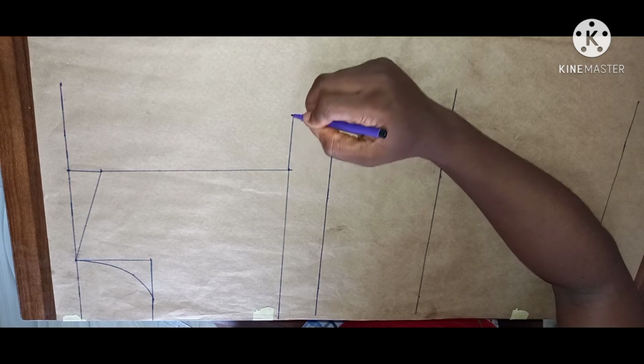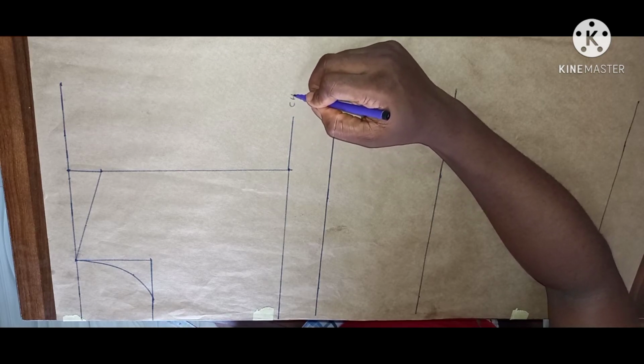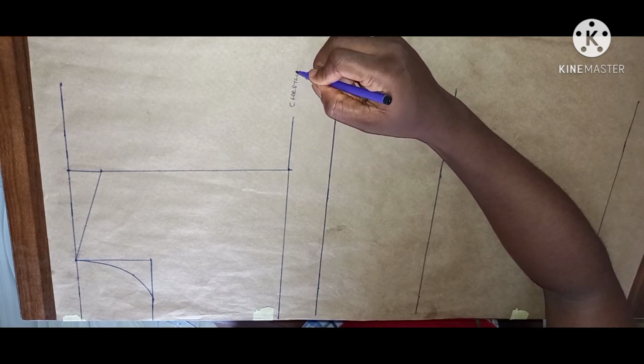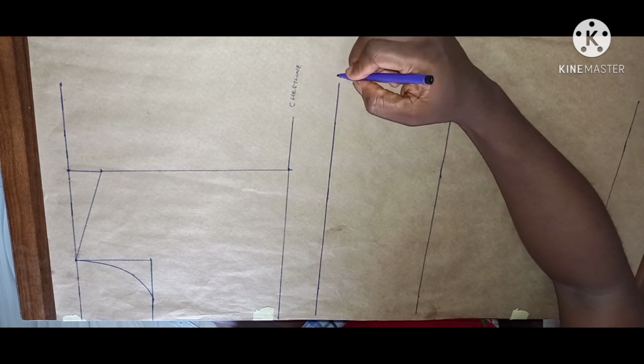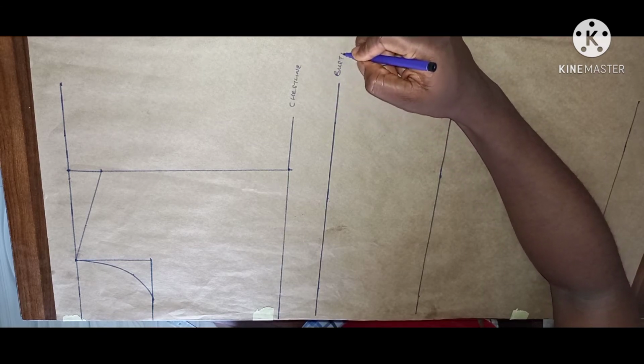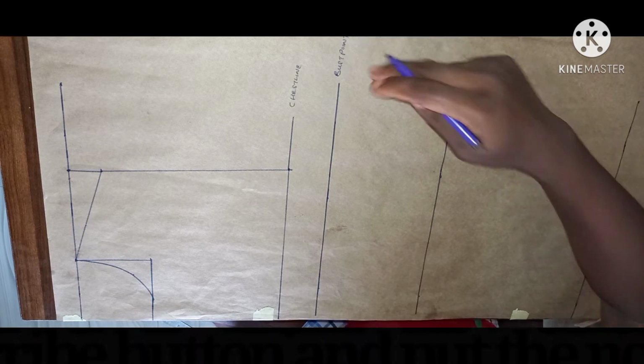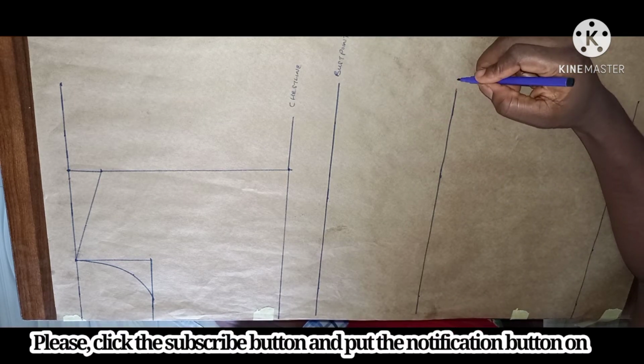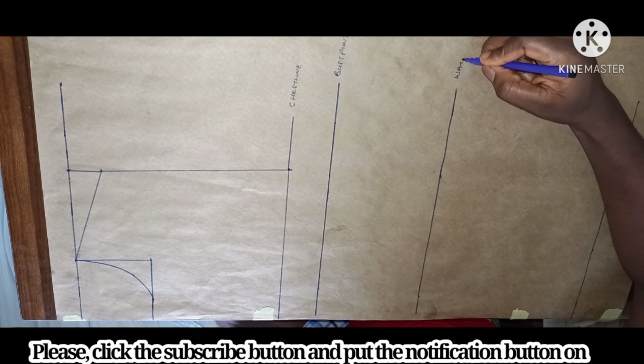So that is it. So now we are going to label our work. So that place is our chest line, okay? It's called chest line. So the next is our bust point, if you've forgotten. So you can label along with me. So guys, this is our waist.